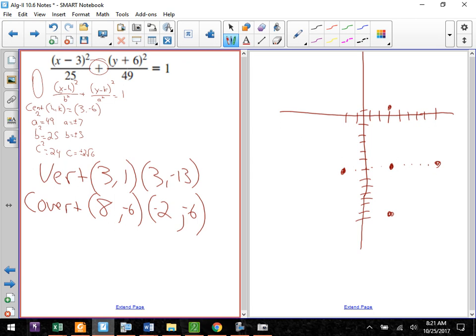Remember, since we're moving left and right, the vertex is going to go up and down. This is going to go left and right. Draw our circle, or oval. Most of your circles will be ovals anyway.